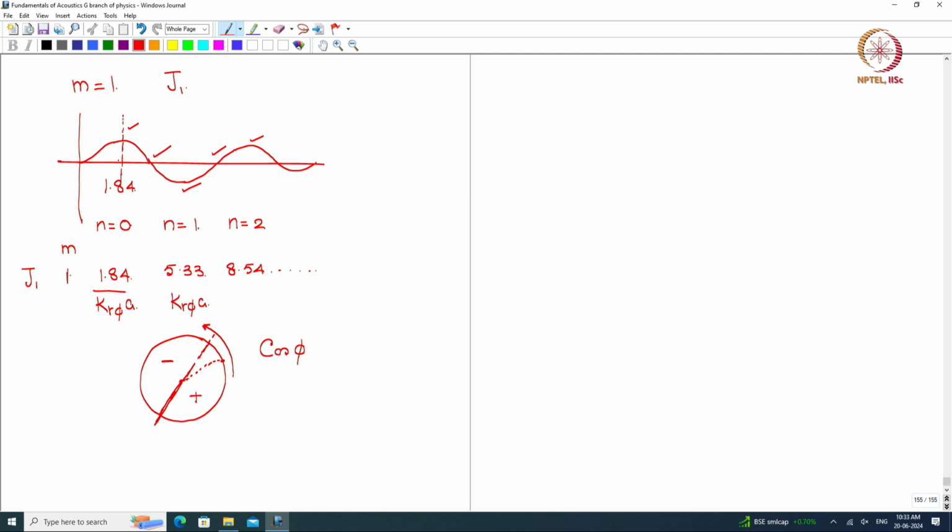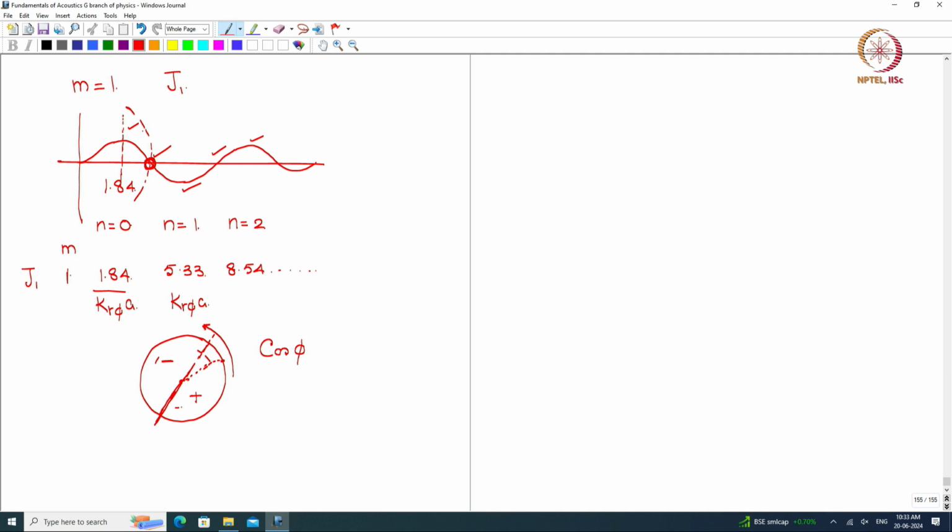And because n is 0, this shape rotates. This peak rotates around. So there are no nodal circles. This shape over here rotates around, can be accommodated around the shell, and therefore this represents a line which becomes a nodal circle.